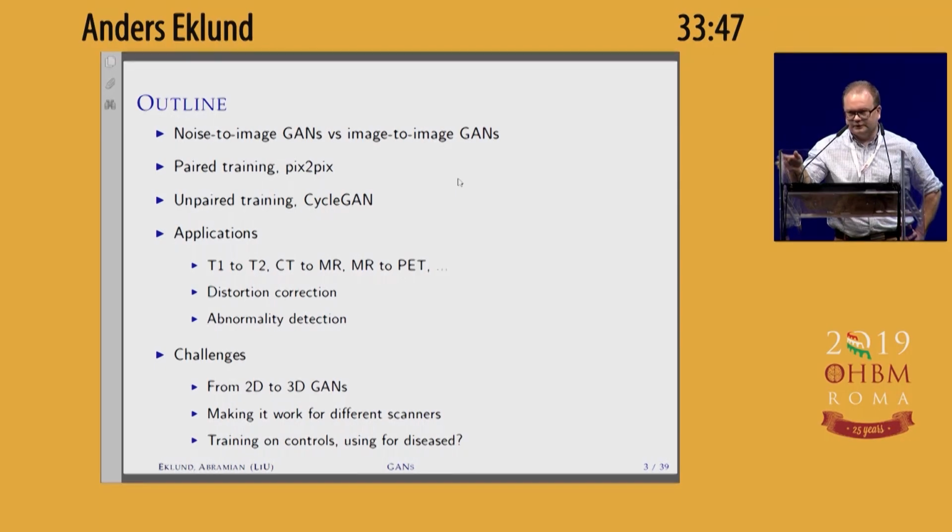So one challenge is to go from a 2D GAN to a 3D GAN. A general problem in deep learning is that if you train a model on data from one scanner, it will not work as well on data from another scanner. And the last challenge, if you train your GAN on controls, can you then actually use it for diseased subjects?